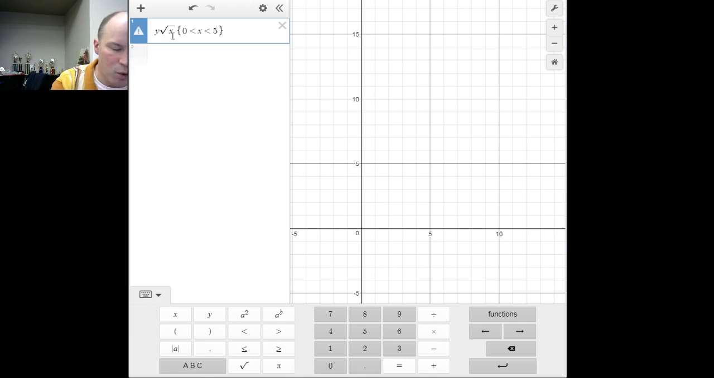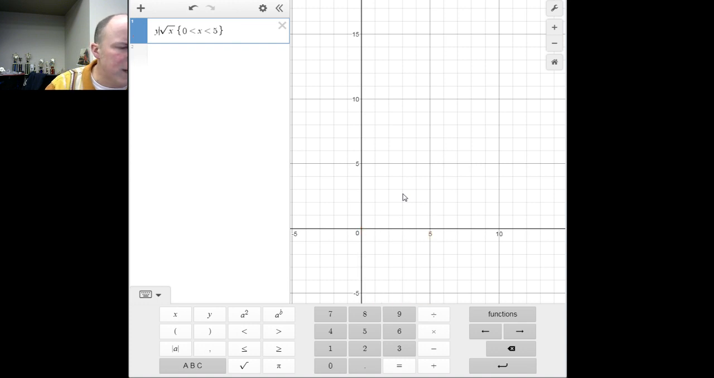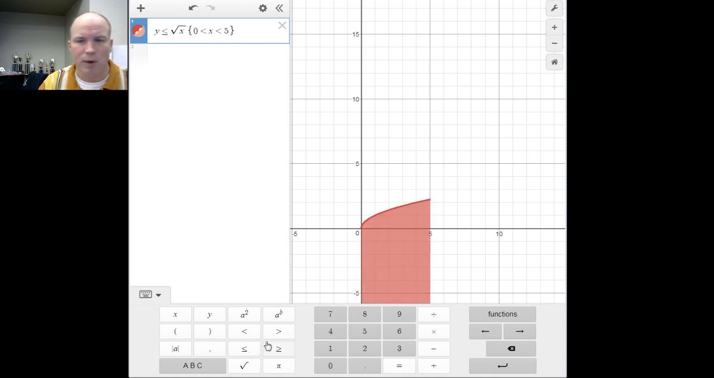I could just go y is less than square root of x, and then it now shades below that graph, as in it's shading less than. But wait, maybe I don't want those dotted lines. So instead of doing less than, I could do less than or equal to. Then it shades below.